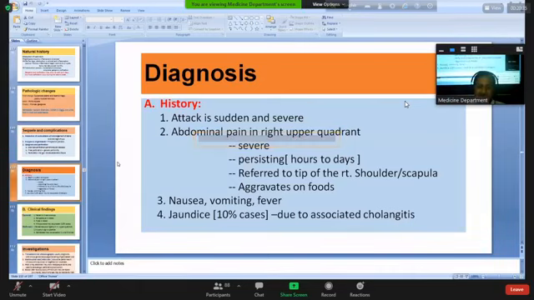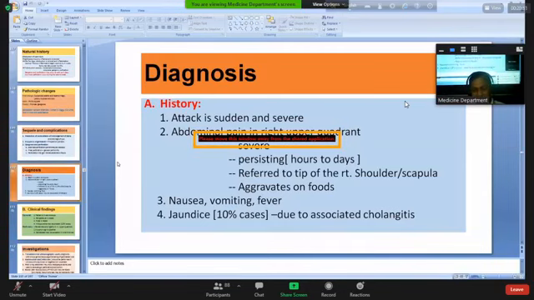And this pain will be aggravated on food, more with fatty food. This is associated, like other acute inflammation, with nausea and vomiting, and in 10% of cases there might be jaundice even.